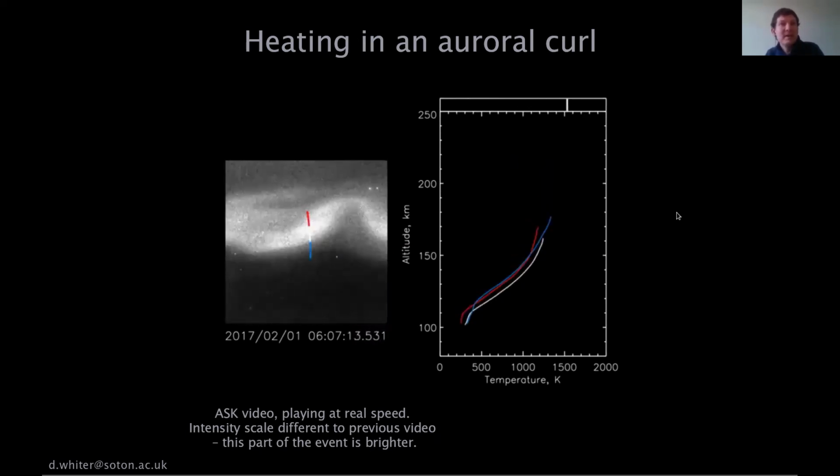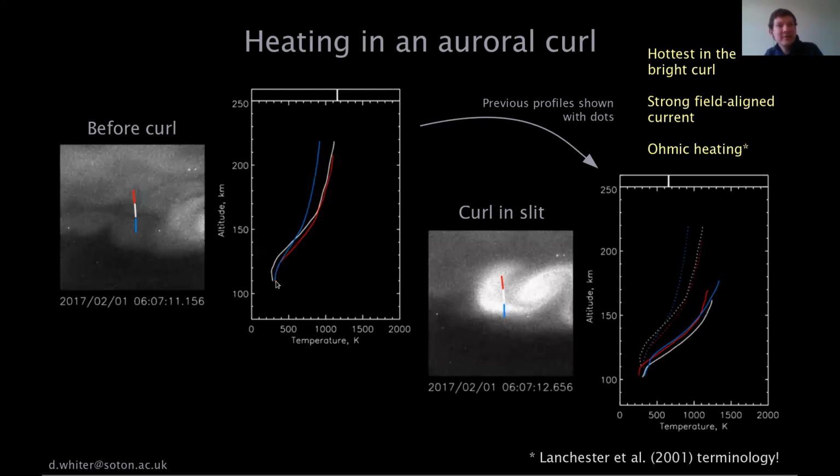Okay, and what did we see there? So before the curl went through, we got these temperature profiles, and then as the curl moved through, I've reproduced these temperature profiles in dots on this plot just to show the differences, and then the solid profiles here are from when that curl is in the slit. So you can see when the curl is in the slit, the temperature is much hotter than before it entered.